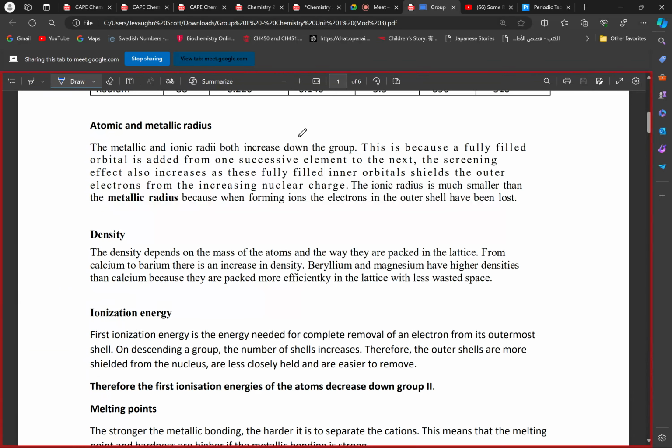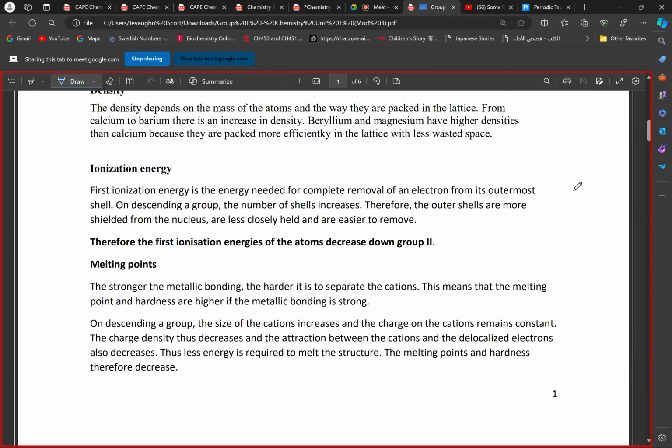Ionization energy now. The ionization energy is the energy needed for the complete removal of a mole of electrons from the outermost shell of a mole of atoms to produce a mole of cations. On descending the group, the number of shells increases. Therefore, the outer shells are more shielded from the nucleus and less closely held, and easier to remove. Therefore, the first ionization energy of the atoms decreases down the group.